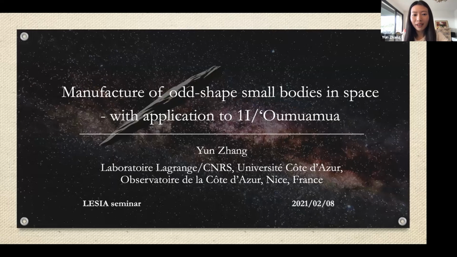Hi everyone, my name is Yun Zhang, and I'm working as a postdoc in Nice Observatory. It's a great pleasure for me today to talk about my research on the first interstellar visitor, Oumuamua. As you may know, this object has a quite unusual shape and trajectory, and its appearance challenges many previous assumptions about how a small body from another planetary system may look. So in this seminar, I would like to reveal its characteristics and present our explanations for its origin.